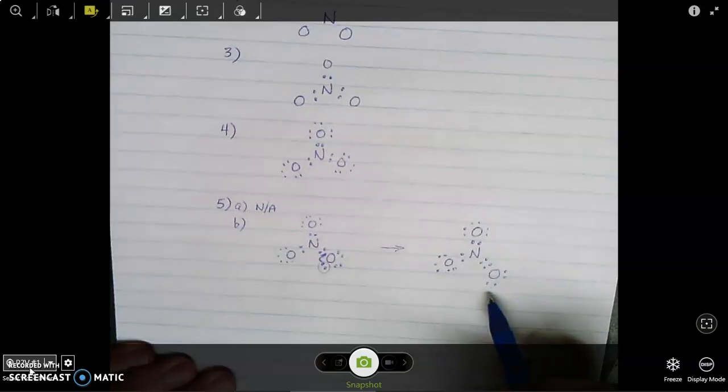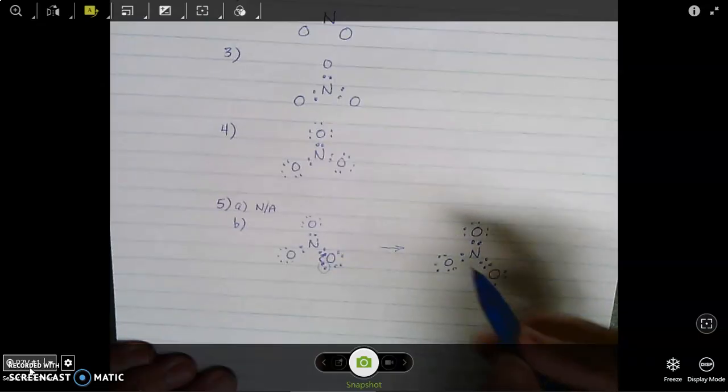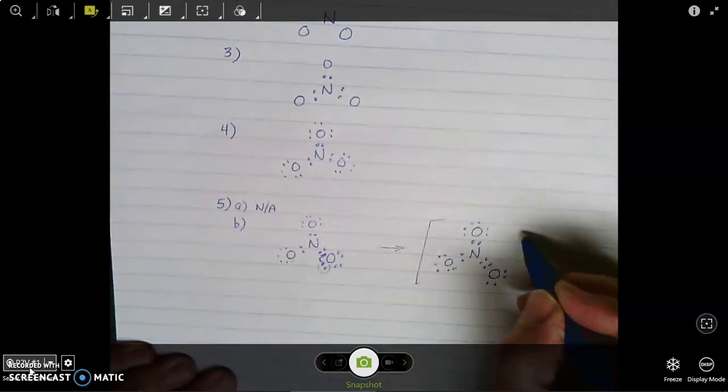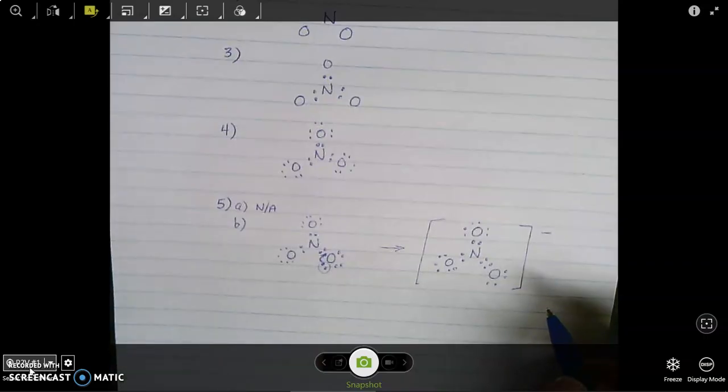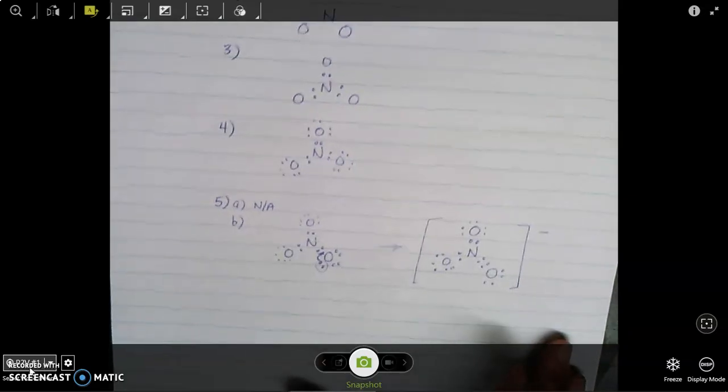This, however, is a charged particle, and what you might remember from doing Lewis diagrams of ions is that in order to indicate the charge on this particle, I have to draw square brackets around it, and I have to indicate the charge on the outside. So this is the correct Lewis diagram for a nitrate ion. There is a little bit more to it than this, okay?